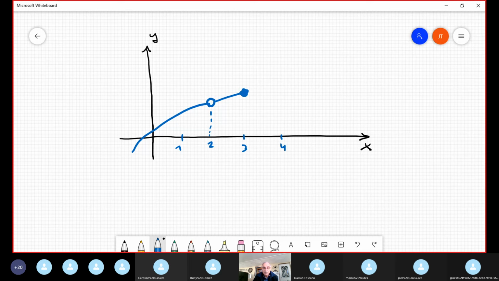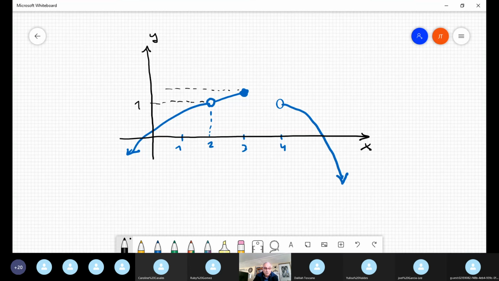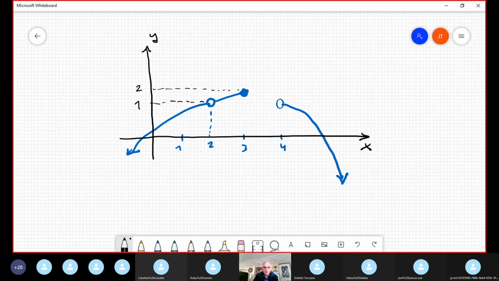And this arrow does not indicate direction. It indicates that this curve continues forever down, and this continues forever down. Let me see. That value is 1. Doesn't matter. This is given, and you accept that. And this value is 2, no? Okay, this is given.